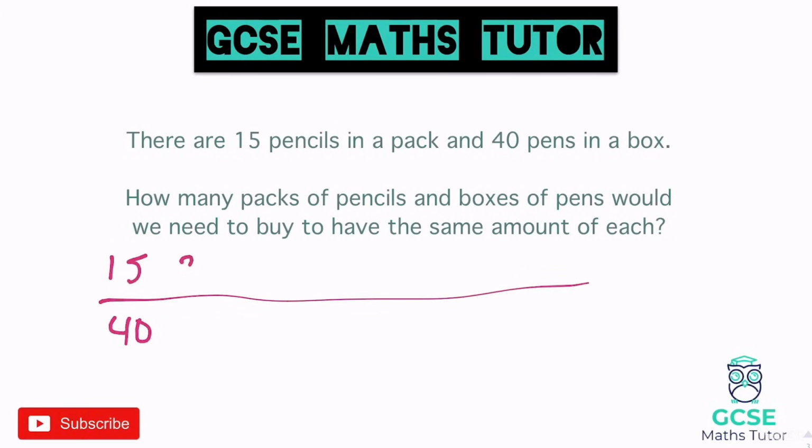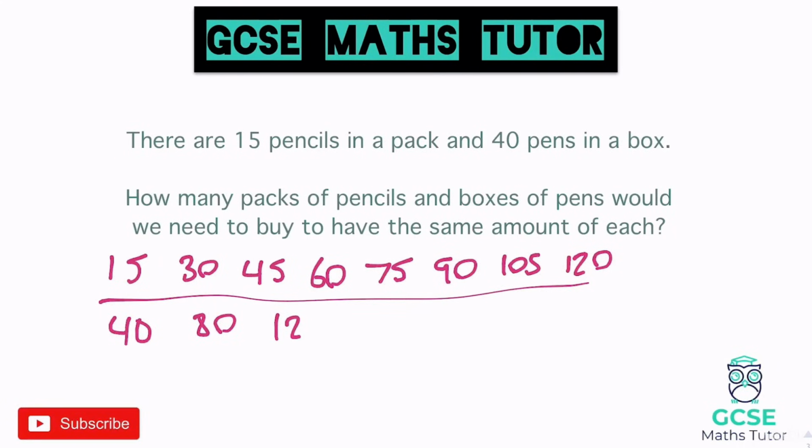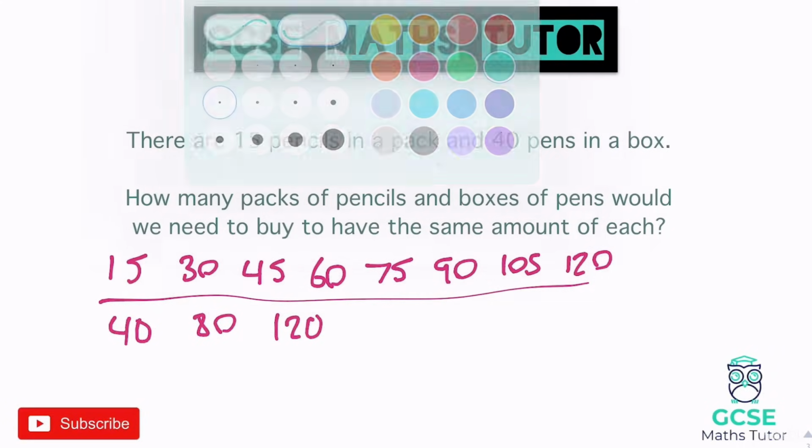so 15, 30, 45, 60, 75, 90, 105, 120. And there it is. I know that 40, 80, 120, that's going to be our lowest common multiple there.